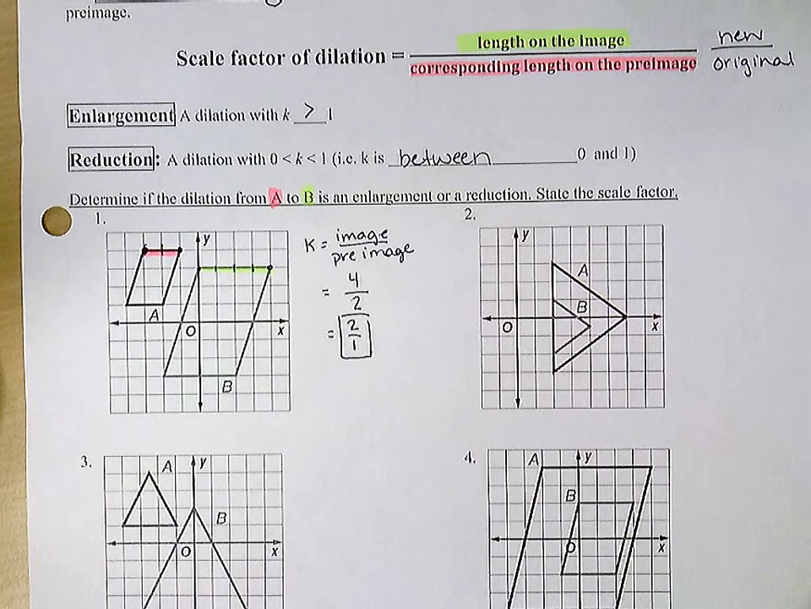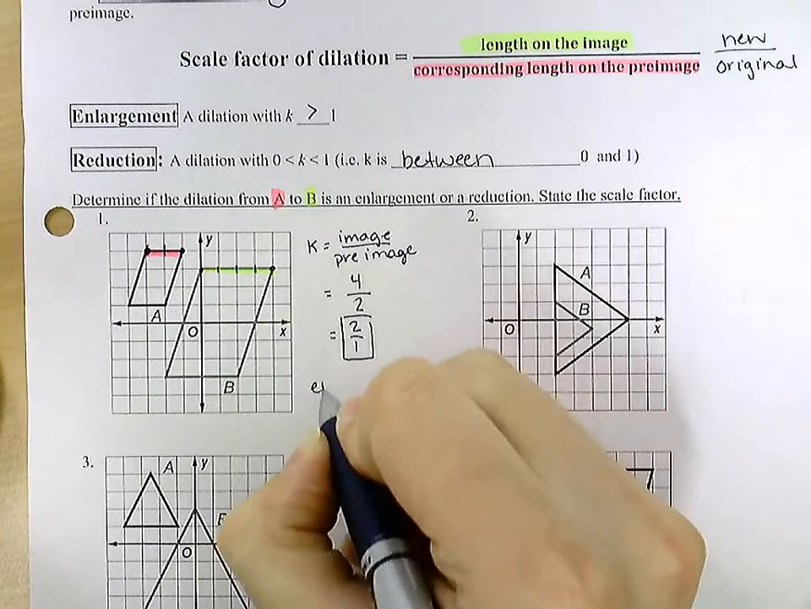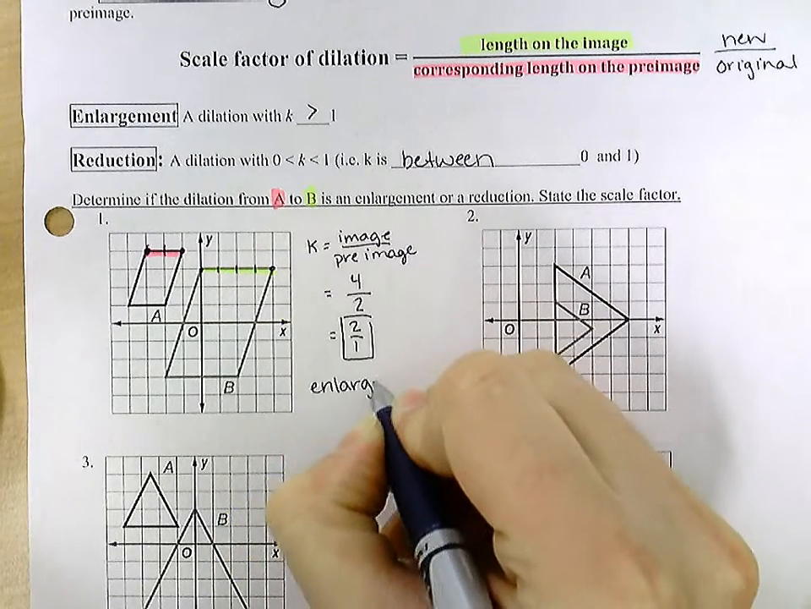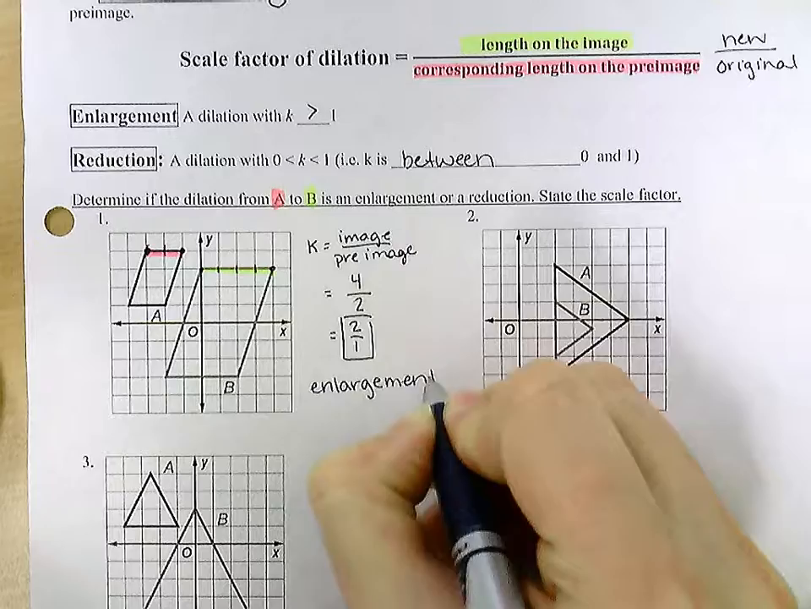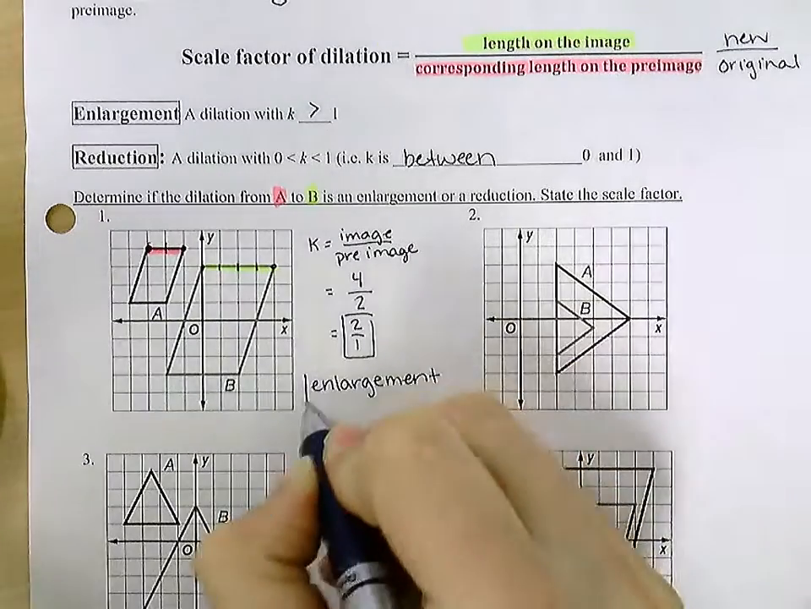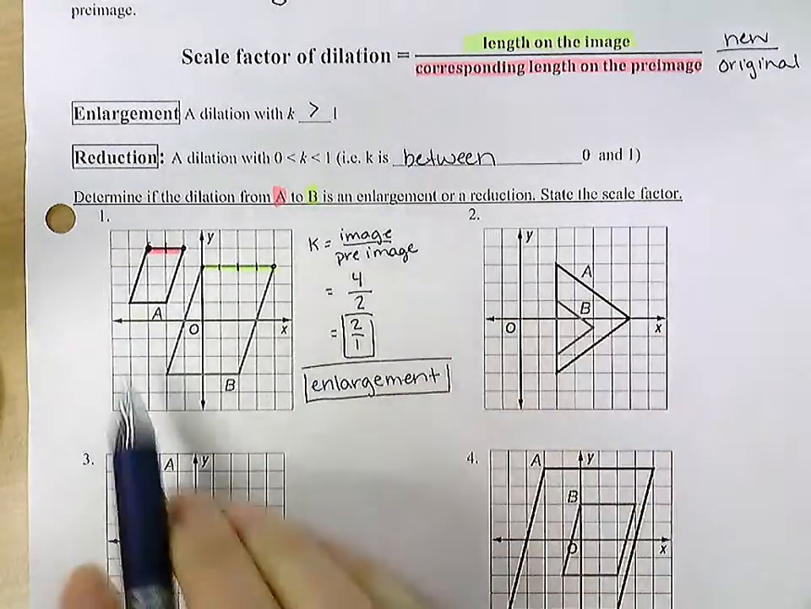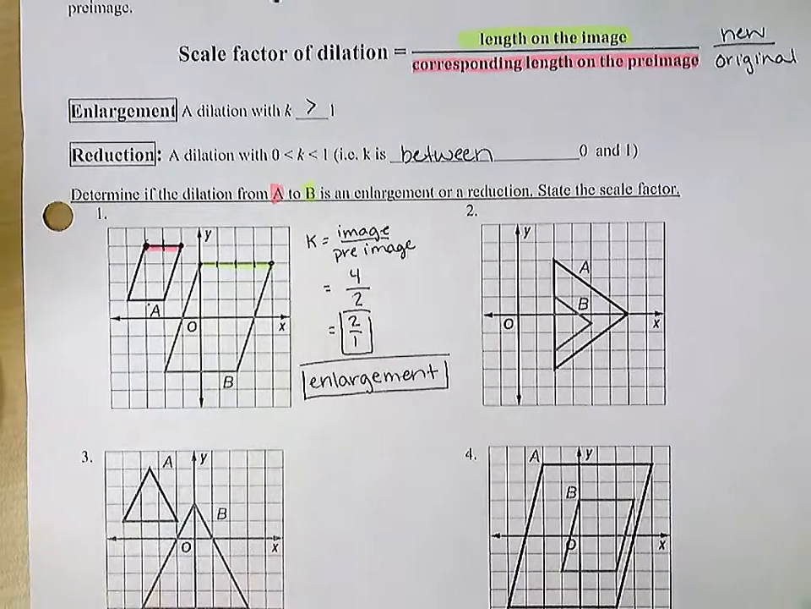Okay, so it's 2 over 1. Is this going to be an enlargement or a reduction? It is an enlargement. And you should see that. So from A to B, it did get larger. Okay, it is an enlargement. So that's a good way to check if you made your scale factor correctly.